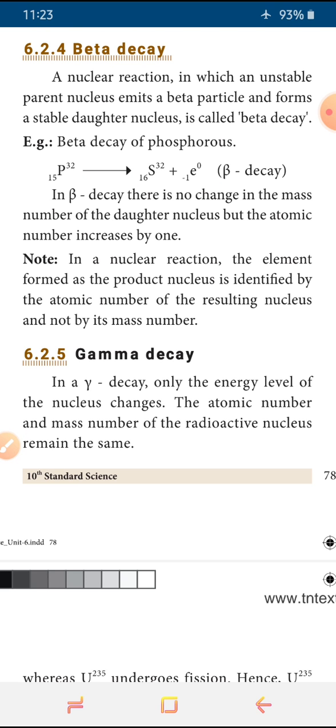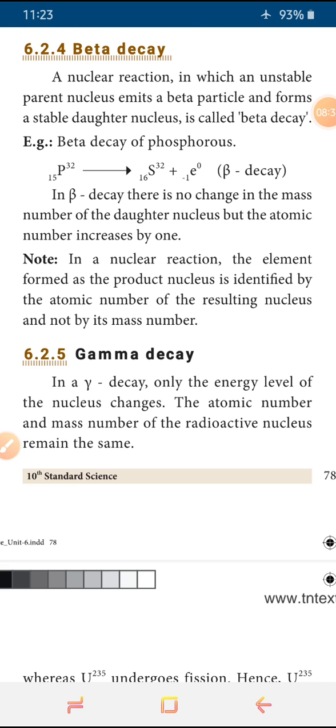Next, the last decay is gamma decay. In a gamma decay, there is no change in mass number and atomic number; they remain the same. This gamma decay may come after alpha or beta decay. In gamma decay, only the energy level of the nucleus changes, and the atomic number and mass number remain the same. This effect is called gamma decay.